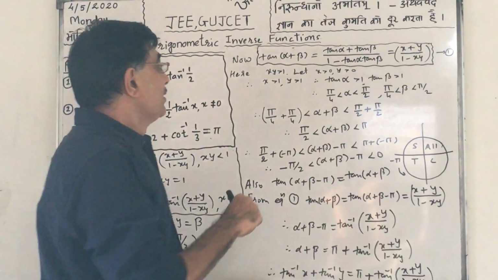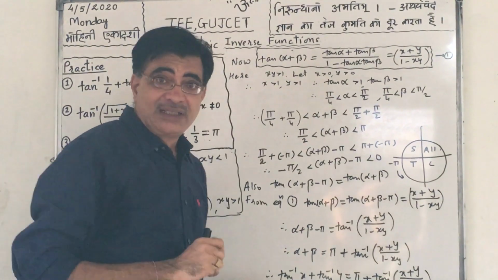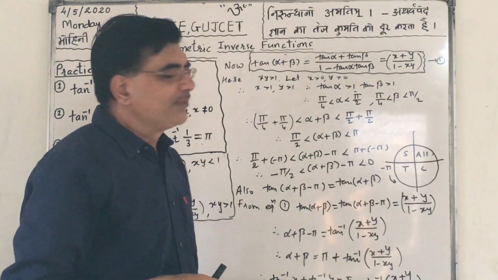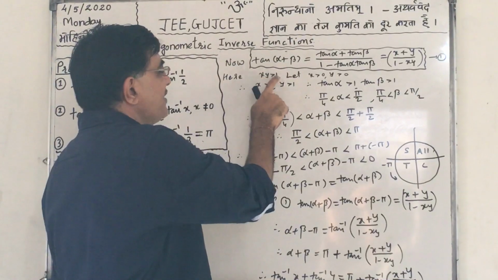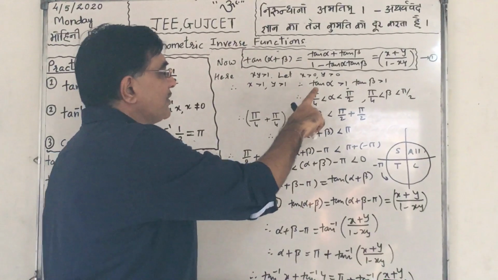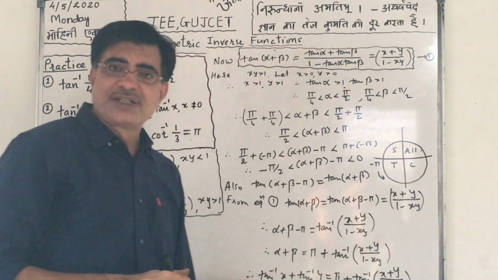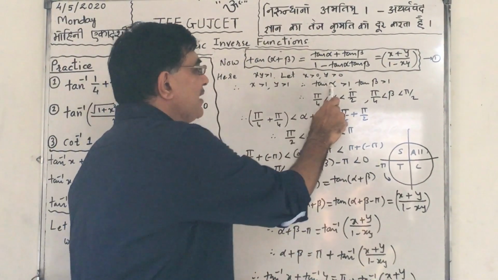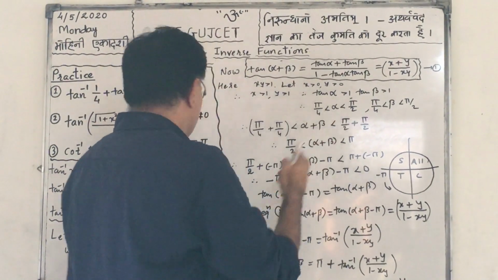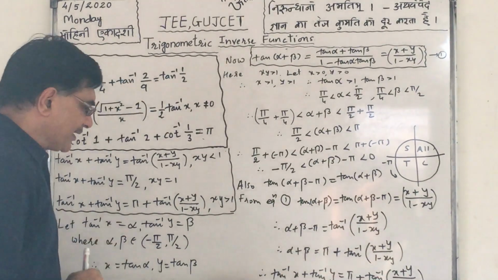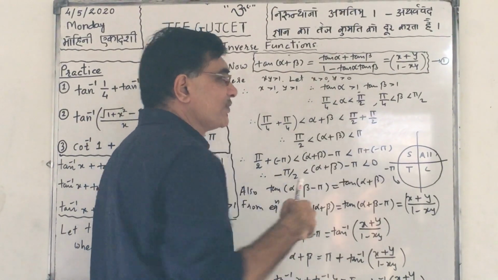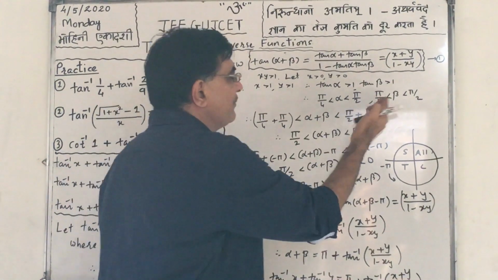Now here xy is greater than 1. Consider x and y as positive. In that case, if the product is greater than 1, we have to consider x and y both as greater than 1. So tan alpha is greater than 1, tan beta is greater than 1. Now, as tan alpha is greater than 1, alpha must be greater than pi by 4. But we know that alpha cannot be greater than pi by 2. So alpha is between pi by 4 and pi by 2. Similarly, beta is also between pi by 4 and pi by 2.